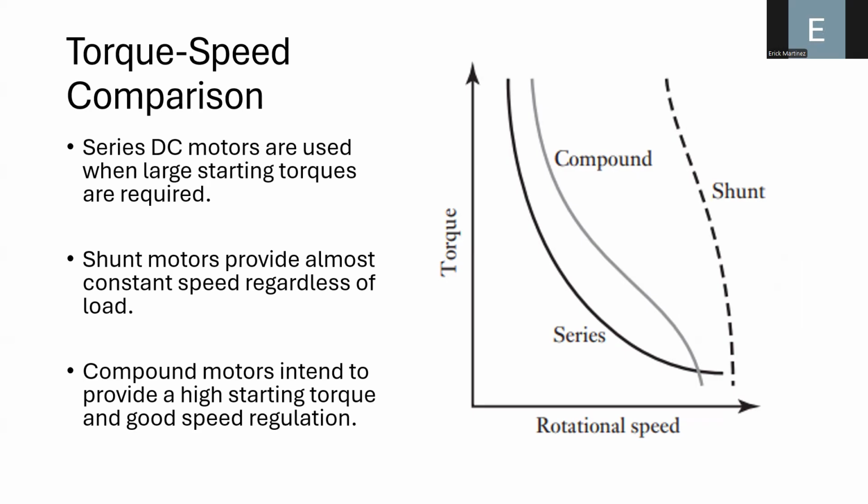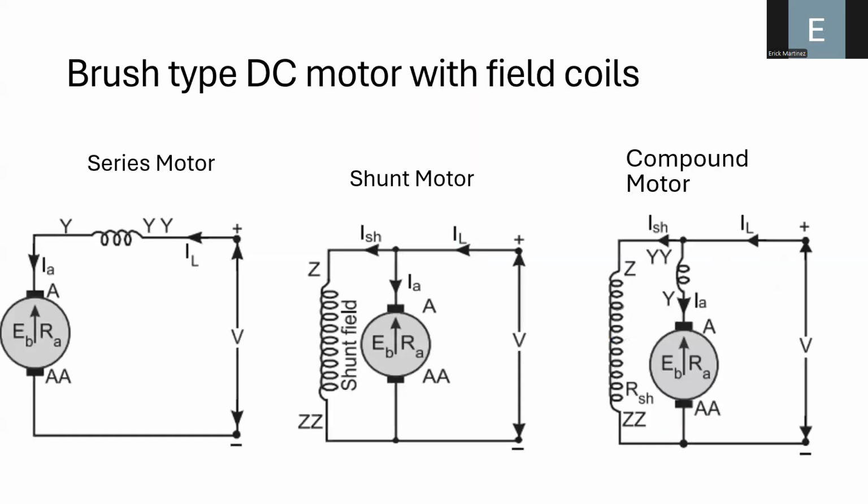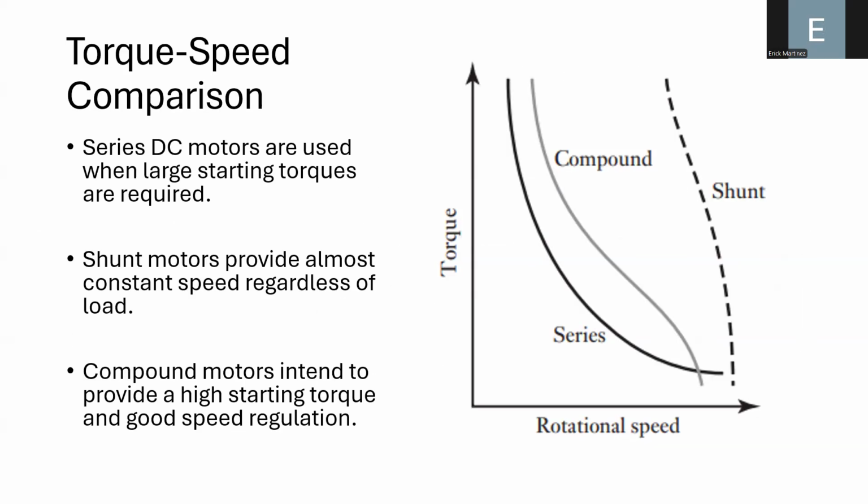And the compound motor is basically a combination of the shunt and the series motor. In fact, you can see that we are placing this shunt field in parallel with the armature, and also using this field in series with the armature. So it is like a combination of the series and shunt motor. And the idea is to have a speed and torque relationship that combines the two behaviors.